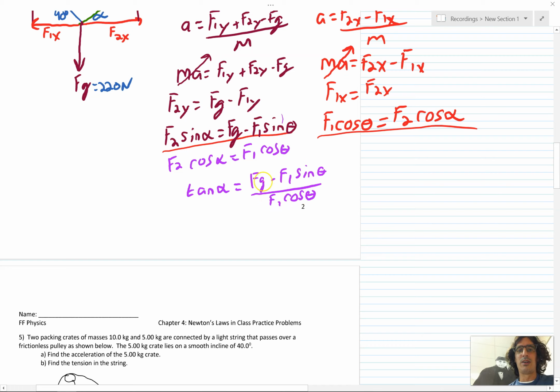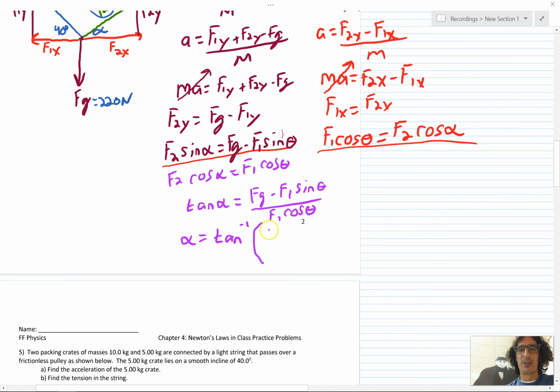We know all of the variables on the right side, so we're just going to solve for alpha. Let's take the inverse tan. That leaves us with tan negative 1 of everything on the right side of the equation. Let's just plug in our variables. 220 newtons minus 110 newtons sine of 40 degrees, all over 110 newtons cosine 40 degrees.